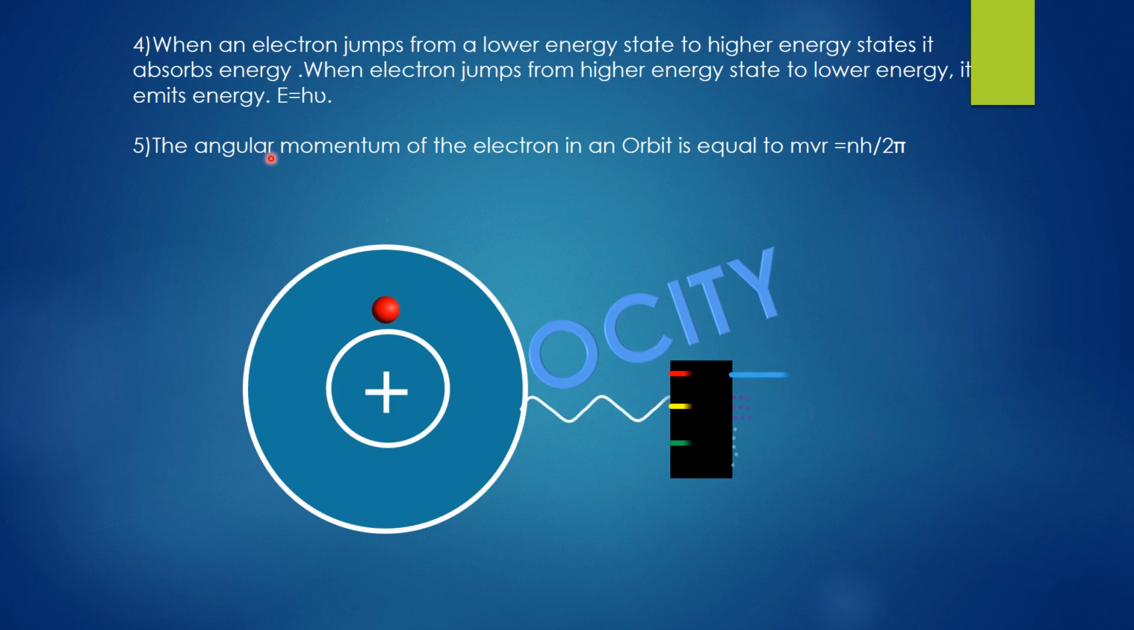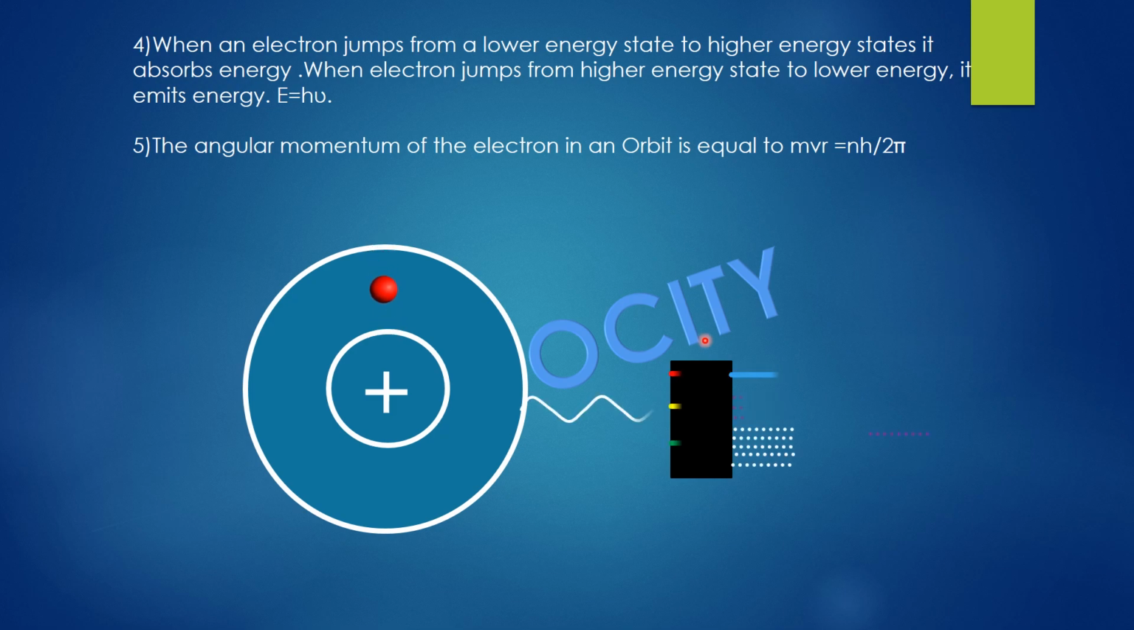Next, the fifth condition: the angular momentum of the electron in an orbit is equal to nh by 2 pi. Here angular momentum is quantized. MVR is nothing but angular momentum, equal to nh by 2 pi, integral multiples of h by 2 pi. Why is the angular momentum an integral multiple of h by 2 pi? He cannot explain. Bohr failed to explain this condition also.